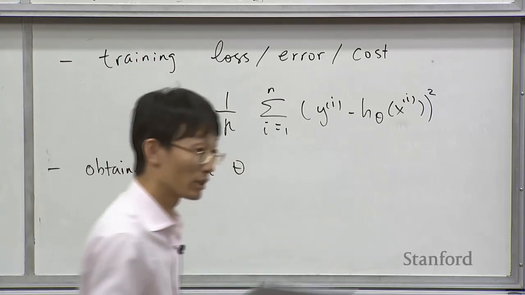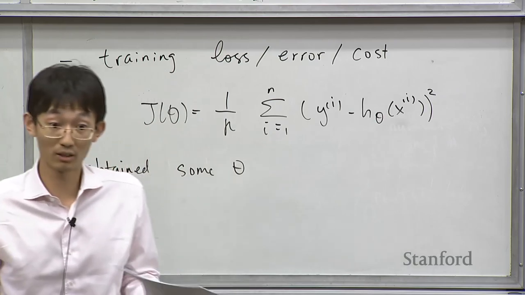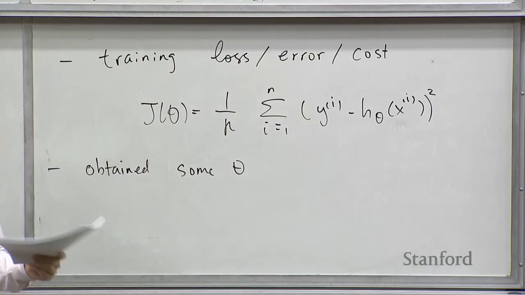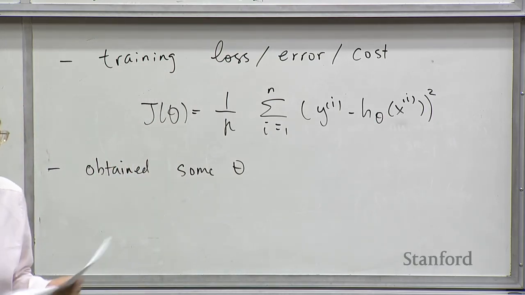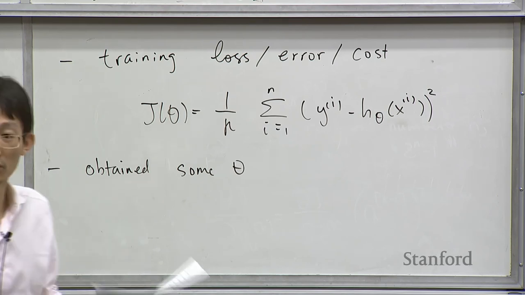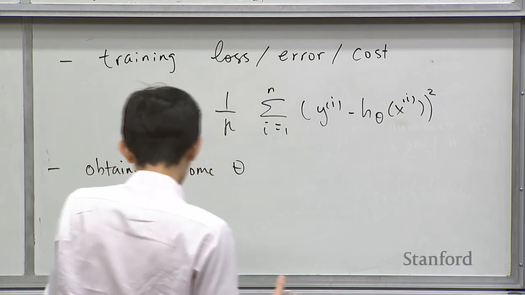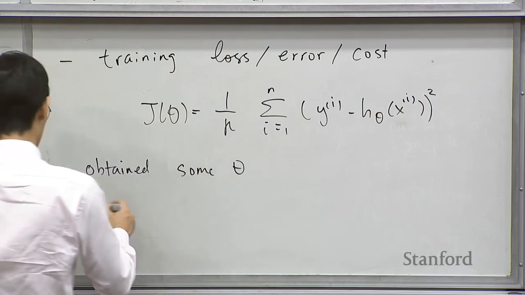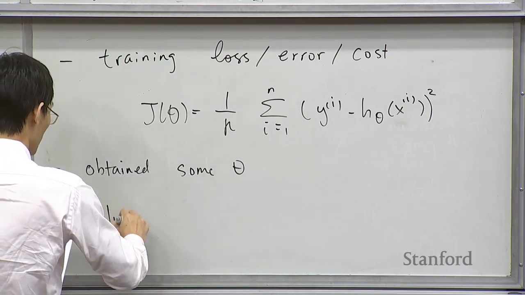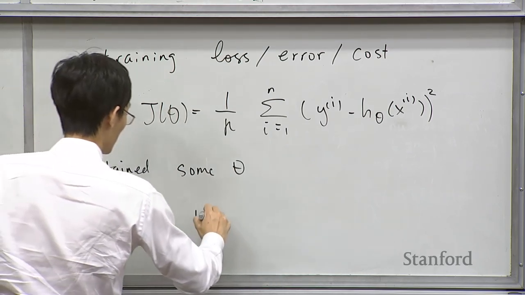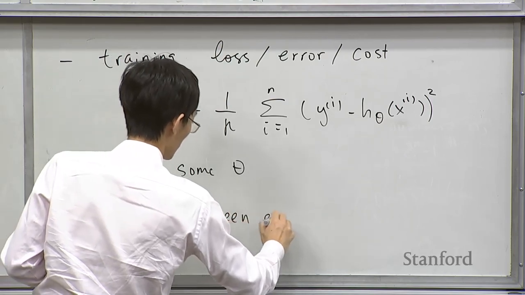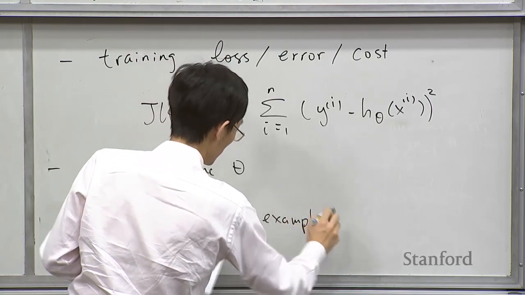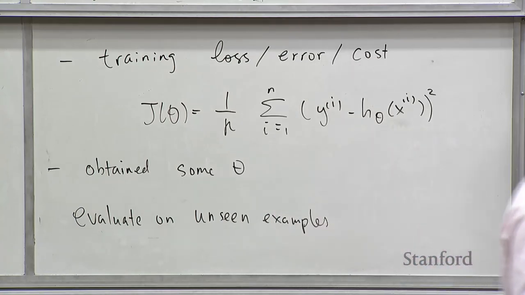Ideally, you want the model to not only perform well on the training data, because for the training data you already know the prediction, right? Why would you care about letting the model predict something you already know? What you really care about is evaluating on unseen examples. So that's why the test loss is defined on unseen examples.